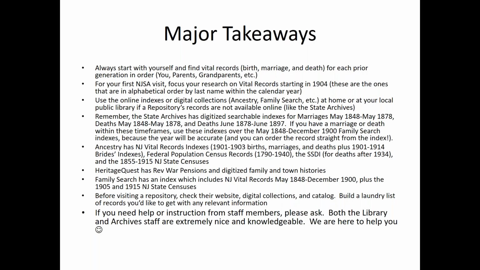Ancestry has the New Jersey Vital Records Indexes, 1901 to 1903 births, marriages, and deaths, plus 1901 to 1914 brides indexes. They have the Federal Population Census Records, the Social Security Death Index, and the 1855 to 1915 New Jersey State Censuses, all digitized and available online. So this is something that's highly useful for you to check before you come and visit the archives, and it's something that you can use remotely.